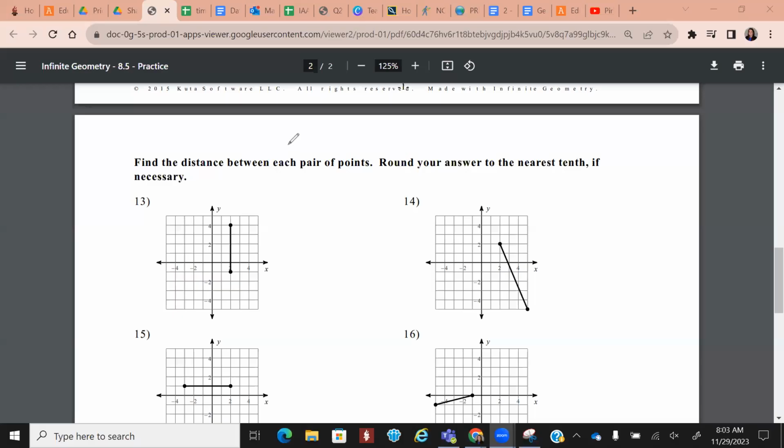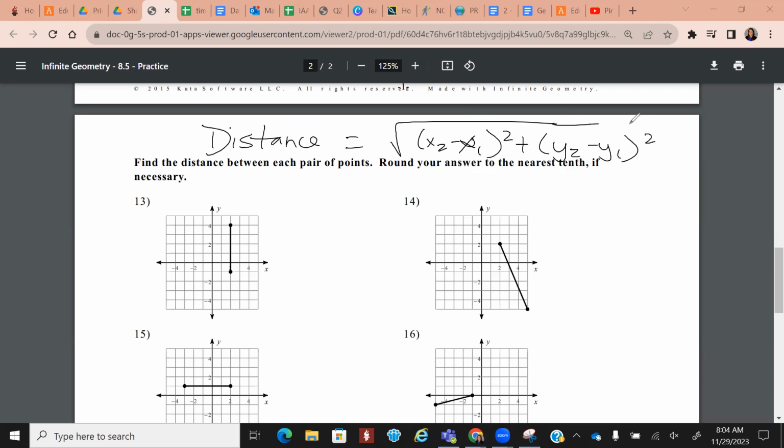You should have written down the distance formula, but here it is just as a refresher. The square root of x2 minus x1 squared plus y2 minus y1 squared. Okay, again, I would probably always write that down before you start any of your distance problems.